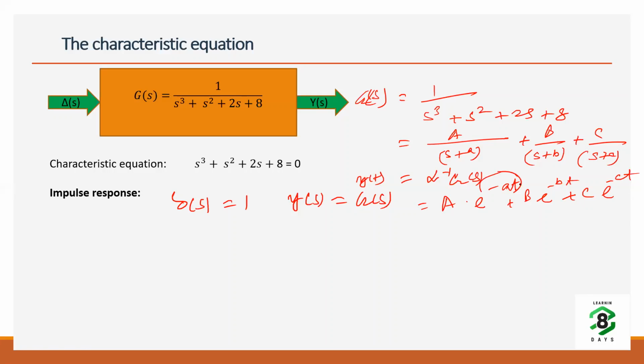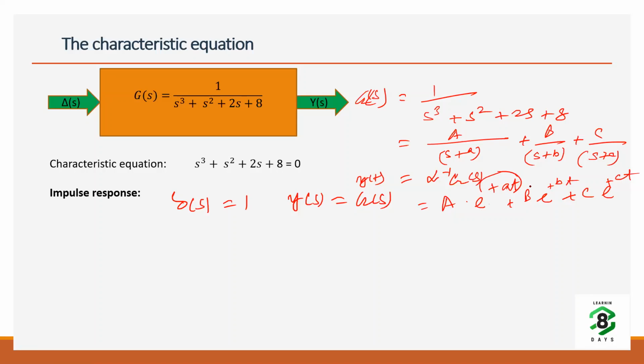So what you need to do is just find out the roots of your characteristic equation. I think I have made some mistake over here; this will be all positive. So if the roots are negative, this becomes a decaying exponential. If the roots are positive, then it becomes a growing exponential. That means even if you don't have any input, the output keeps growing up. So what does it say? It's an unstable system.